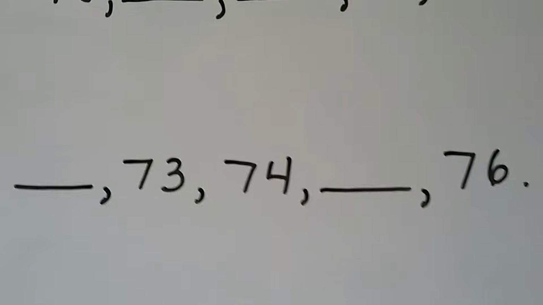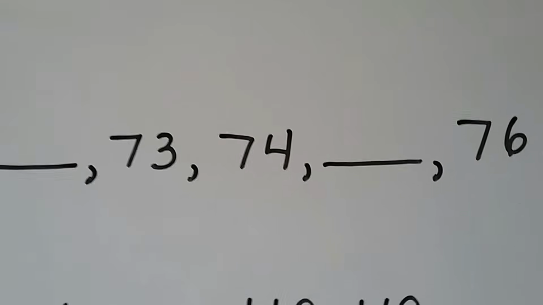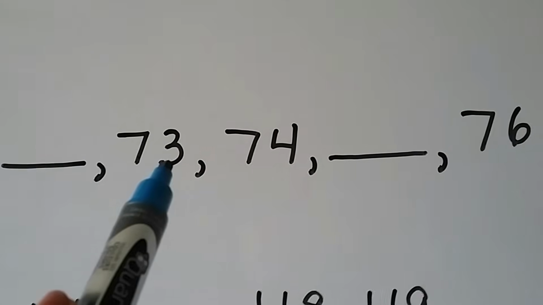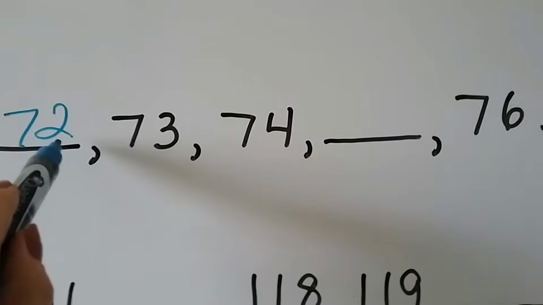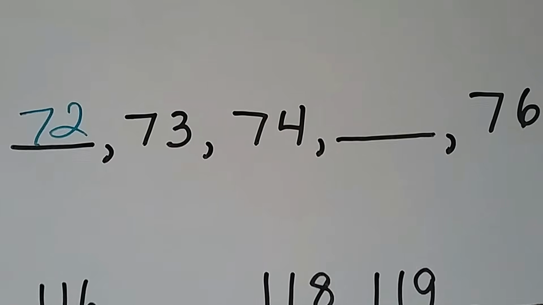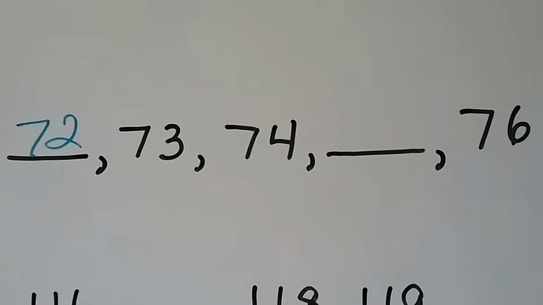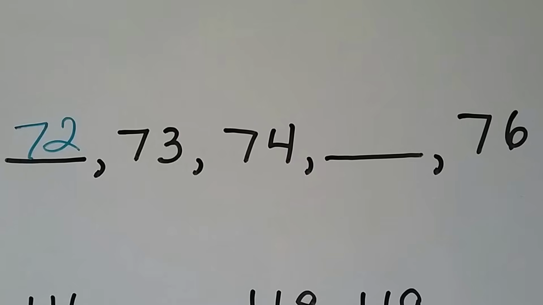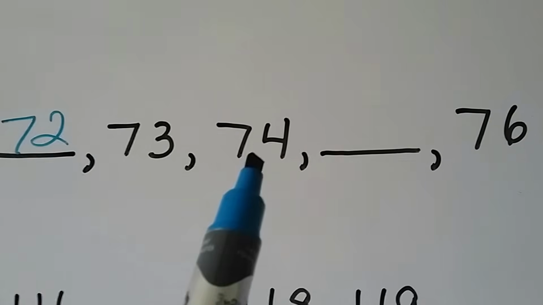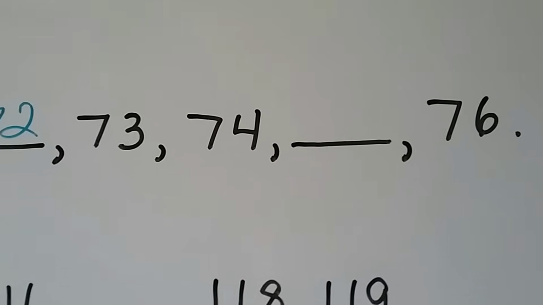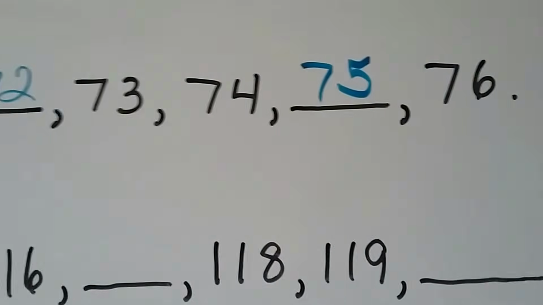How about this one? Do you know what number comes before 72? 73? It would be 72, right? Because the 2 is 1 less than that 3, and the 10s stay the same. What would come here? 72, 73, 74, 75, 76.